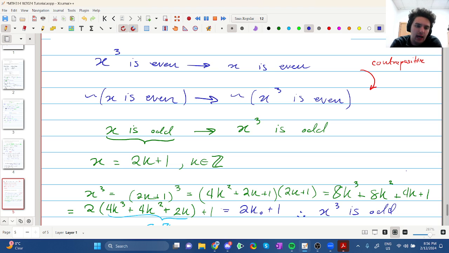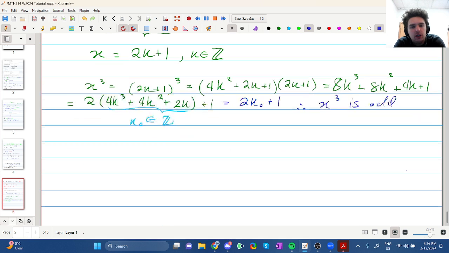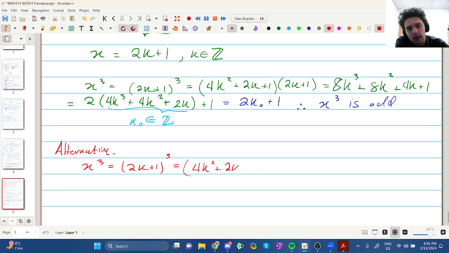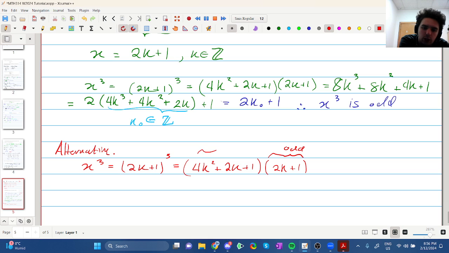So we started with x is odd, and we concluded that x cubed is odd. You could have actually done an alternative here, just to give you a little idea. You could have said that x cubed equals, same start, 2k plus 1 cubed, which is 4k squared plus 2k plus 1, 2k plus 1. Sorry, I know my k's are bad. Anyways, this is clearly an odd number, right? Because it's 1 above a multiple of 2.